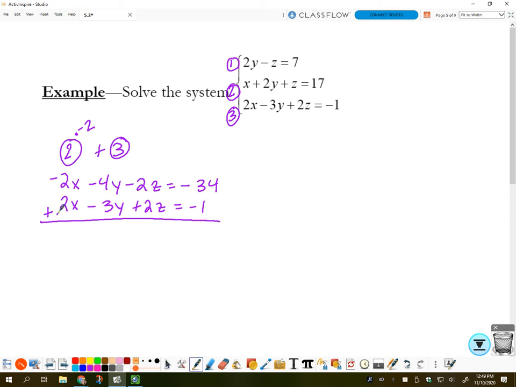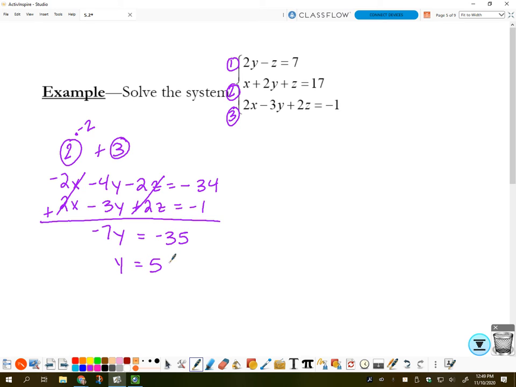Alright, so our goal was to get rid of the x's. That happens. We get negative 7y. We also nicely got rid of the z's. So this is negative 35. Put these together, you get negative 35. Divide by negative 7, and we already know that y is 5.